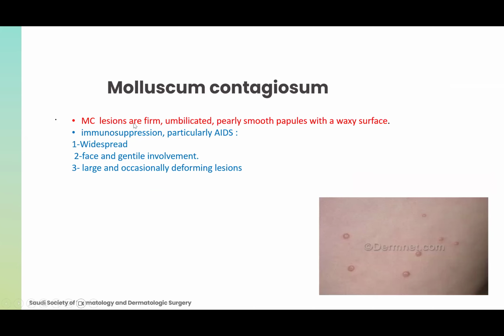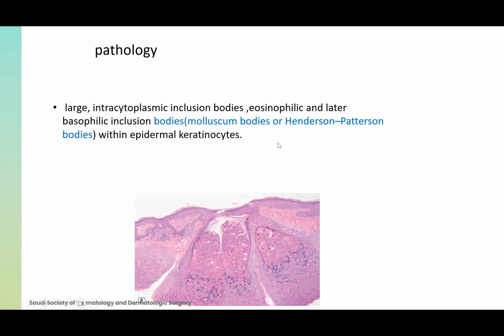In terms of clinical presentation, molluscum is characterized by a firm, umbilicated, smooth papule with a waxy surface. It's worth mentioning that in an immunocompromised patient, such as an HIV patient, the molluscum will be widespread and might involve the face and genital area, and can be very giant or large. In terms of pathology, it shows large intracytoplasmic inclusion bodies, also known as molluscum bodies or Henderson-Paterson bodies, within the epidermal keratinocytes.